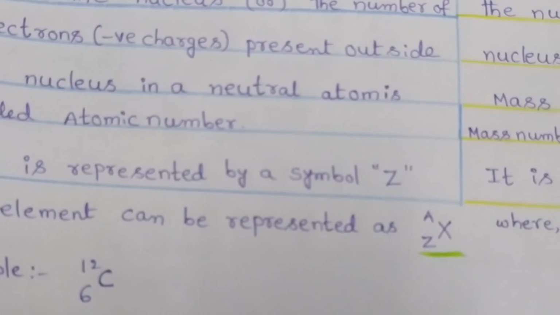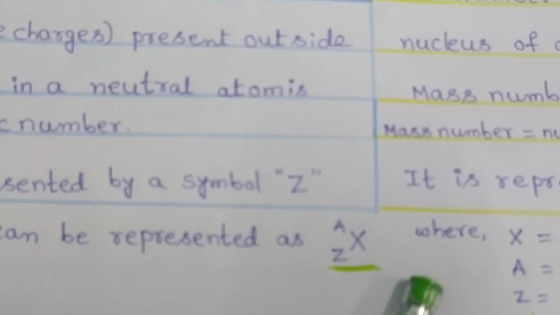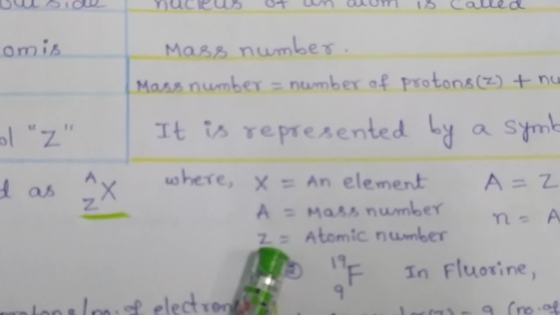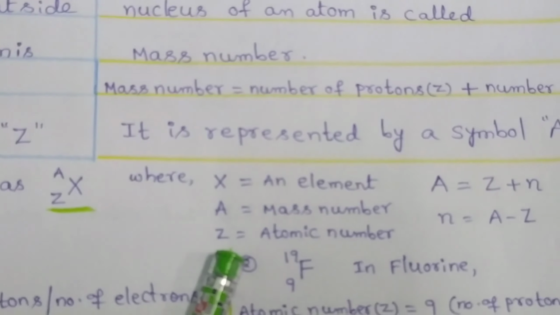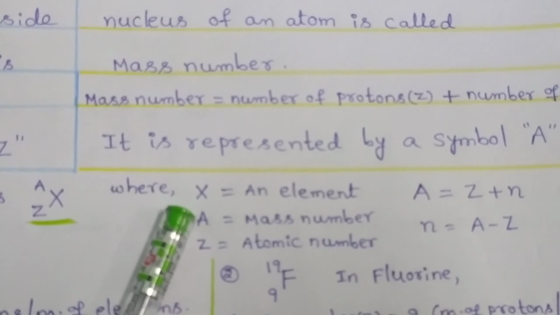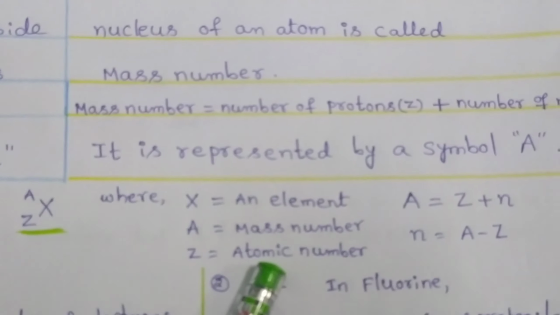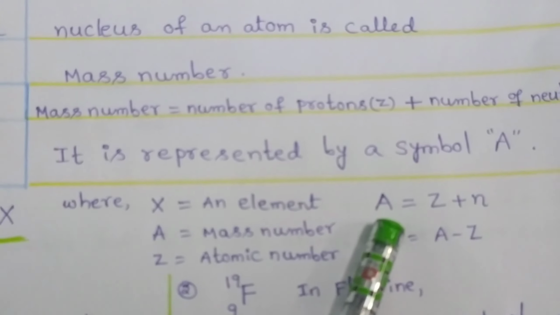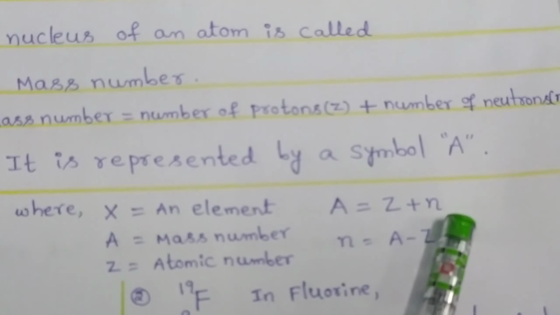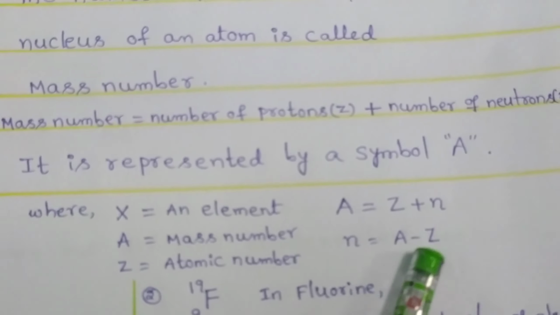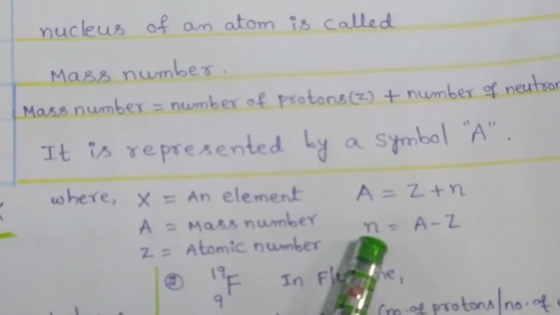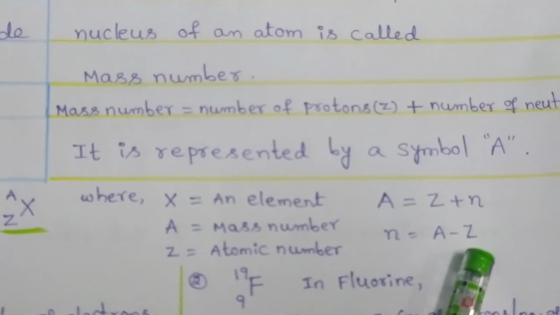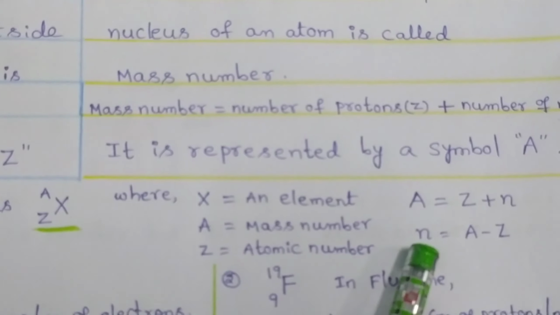An element can be represented as X with Z and A, where X is the element, A is the mass number, and Z is the atomic number. The relationship between A, Z and neutrons, that means protons, neutrons and electrons, can be represented as A equals Z plus N. N equals A minus Z. That means number of neutrons equals mass number minus atomic number, then we get the number of neutrons.